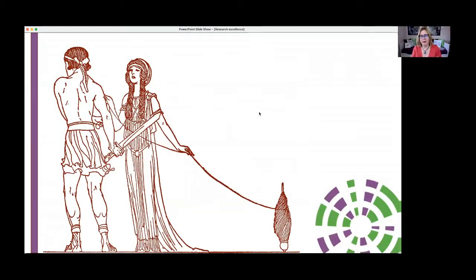Okay, so first of all, let's look at where red thread comes from, because it's not an obvious thing. This is Theseus, he of the Minotaur, and Ariadne gave him a ball of string to make sure that he could get not only all the way in to the labyrinth where the Minotaur was, but importantly, could then find his way out.